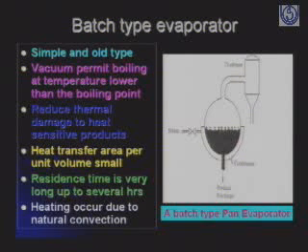Here the vacuum permits boiling at a temperature lower than the boiling point. It reduces the thermal damage to heat sensitive products. For example, orange juice: if you concentrate or evaporate it, it will be a better quality juice. Then the heat transfer area per unit volume is less, which is a certain disadvantage, because the heat transfer area is very small compared to the other evaporators. Residence time is very long; here it takes several hours as compared to minutes.